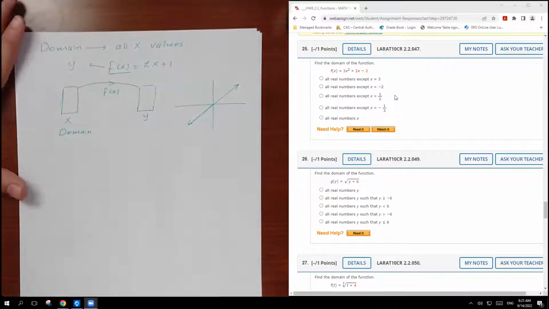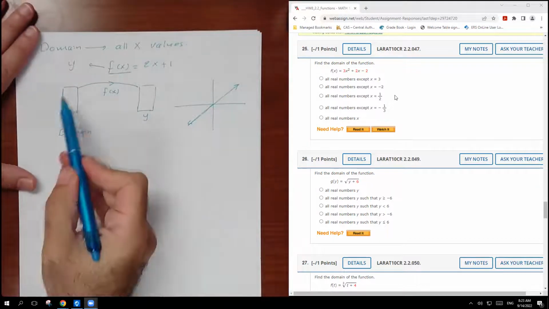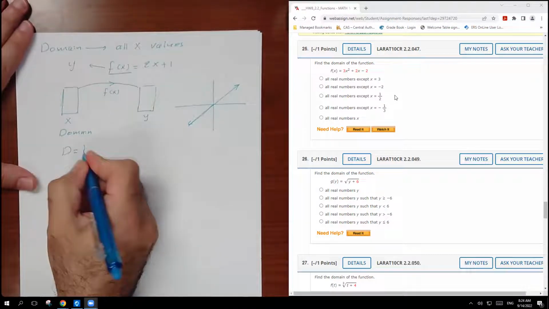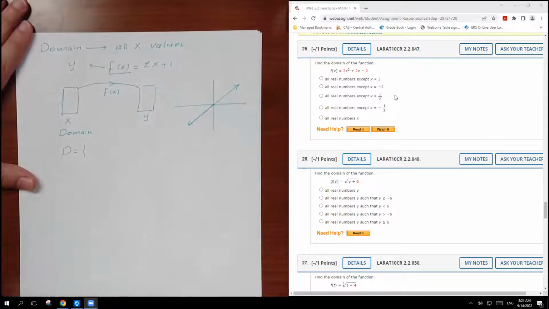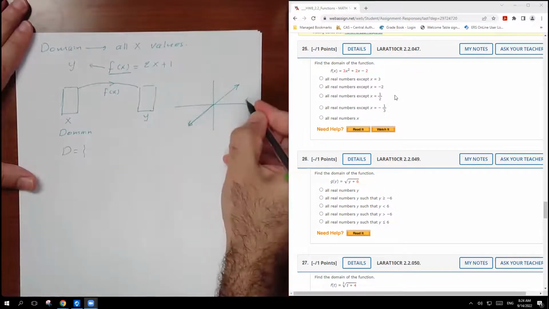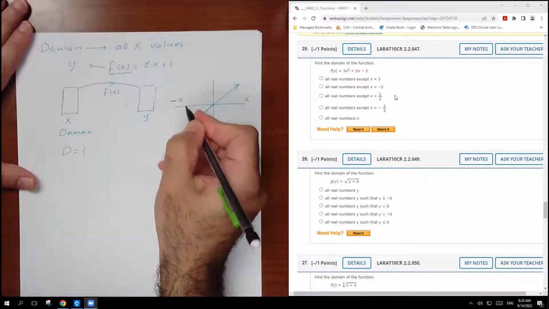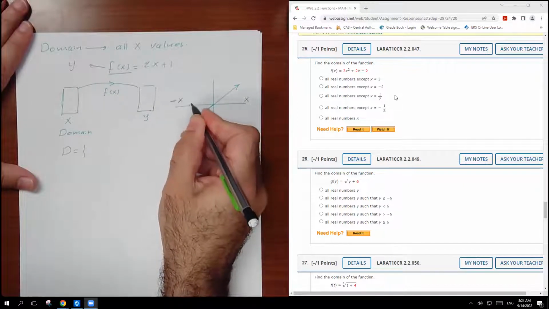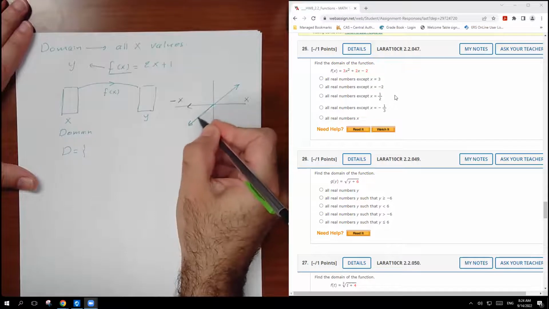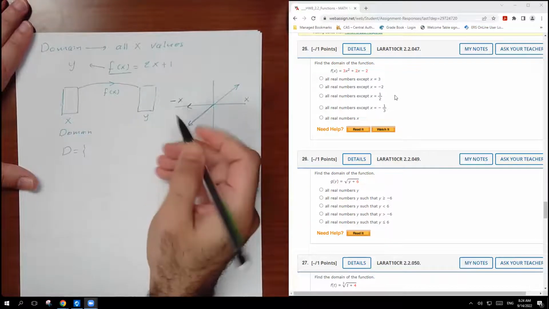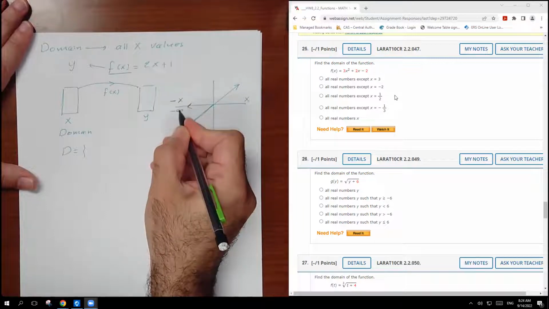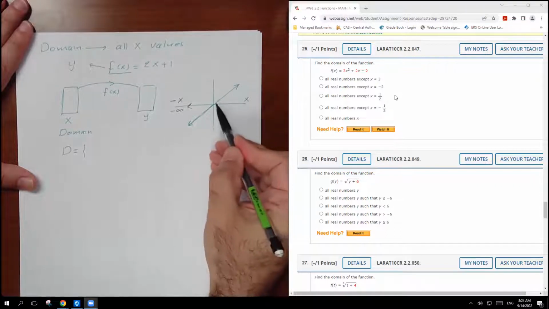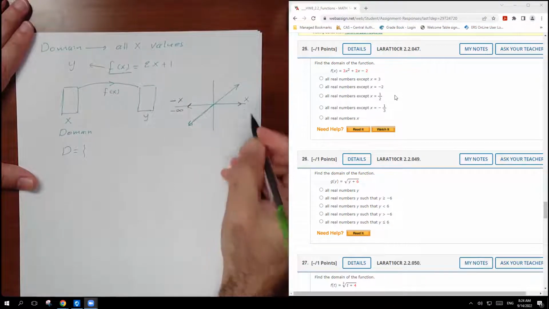Let's analyze this graph. Let's see which x values exist here on the domain, because they ask you to find the domain. This side of the graph is positive x, this is negative x. If I take this side to the x, it goes to negative infinity. If I take this side of the graph to this side here, it goes to positive infinity.